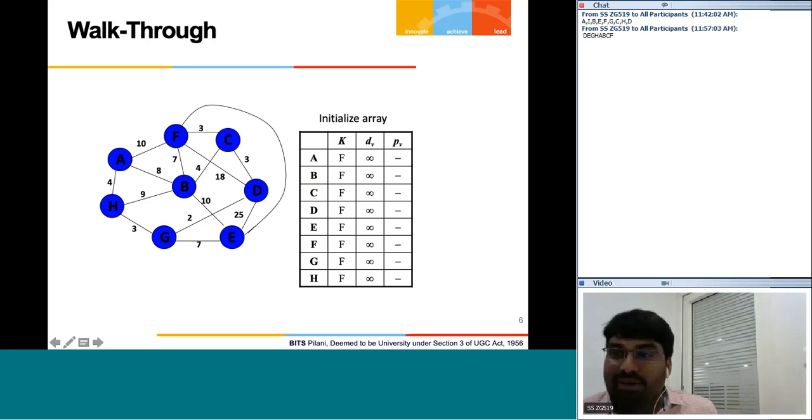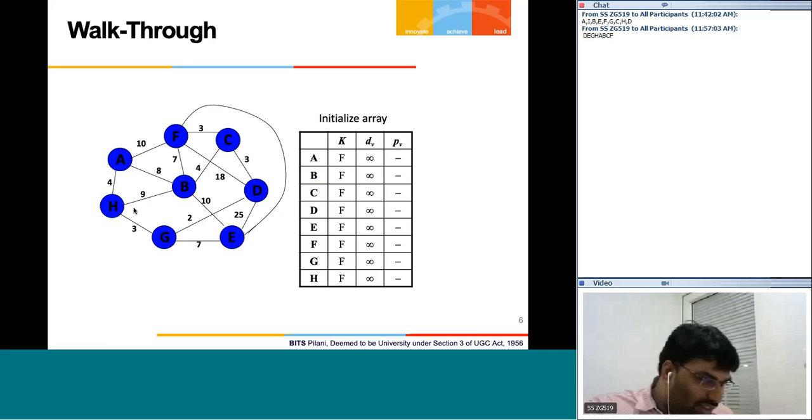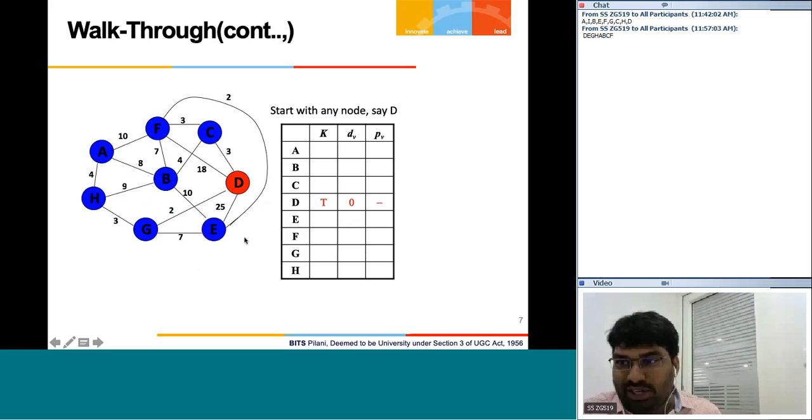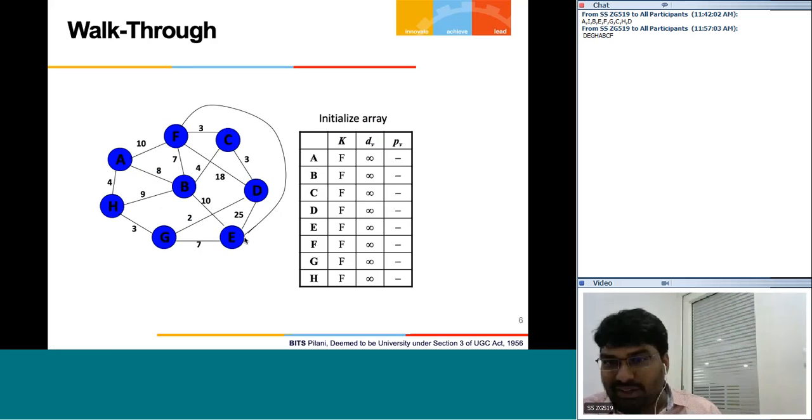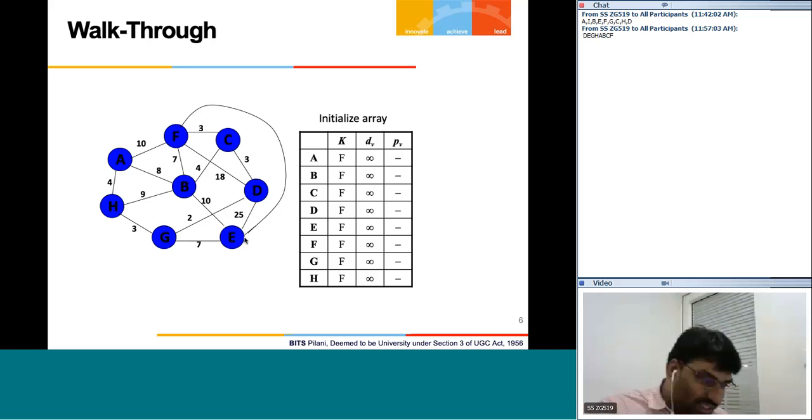Wait, let me say. This weight is 2 here. This weight I missed. That's 2. You got it? That's E2. F2 is a weight. 2 is missing there. That value 2 I just missed here. I forgot to enter, so in the next slide it is entered. Let me write it here so that there is no confusion.